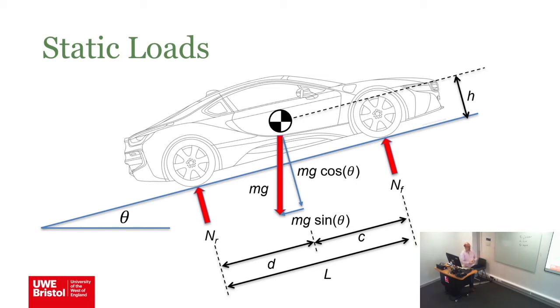And obviously, depending on the value of C and D, that's what your front to rear weight distribution is. Cars with a front engine and front wheel drive tend to have more load on the front. C is shorter because the centre of gravity is towards the front. Cars with a rear engine, say, or mid engines and rear wheel drive, the centre of gravity is going to be closer to the back, so your D is shorter.